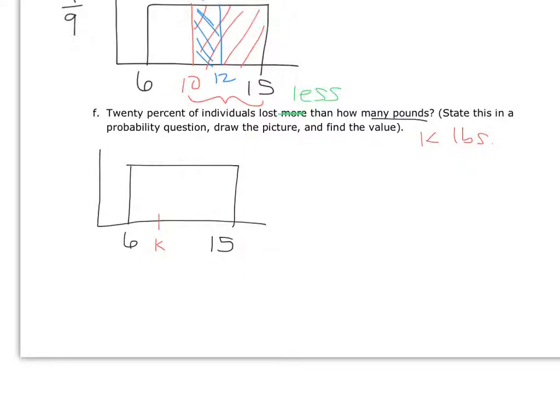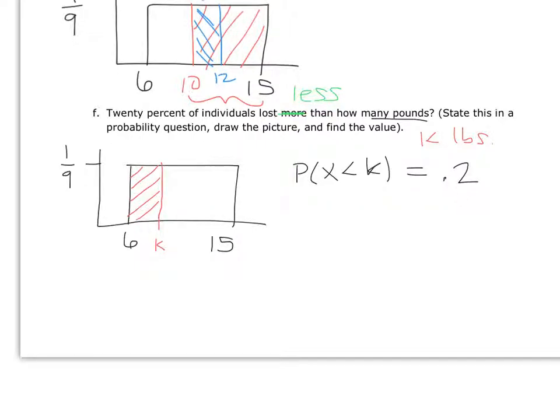Now, the piece of information that we do know is that there's an area of 20% underneath the curve, underneath the rectangle between 6 and k. And remember, the height here is 1/9. So now let's write the probability statement. What is the probability that x is less than k? And we know that probability is 0.2.